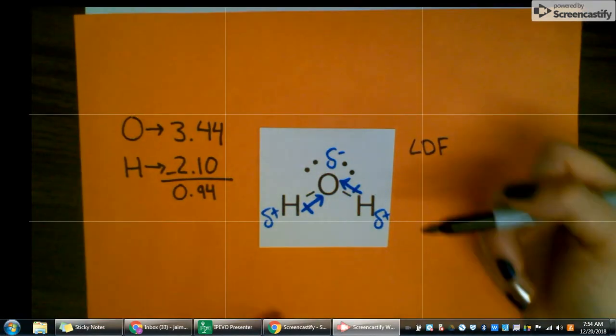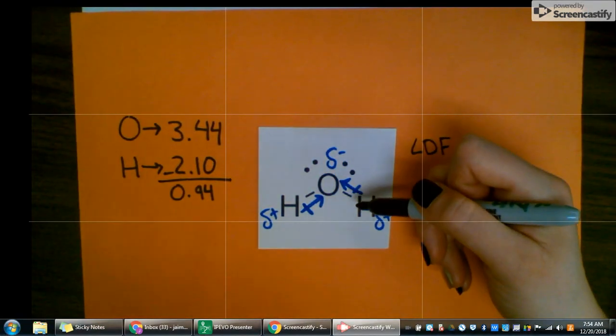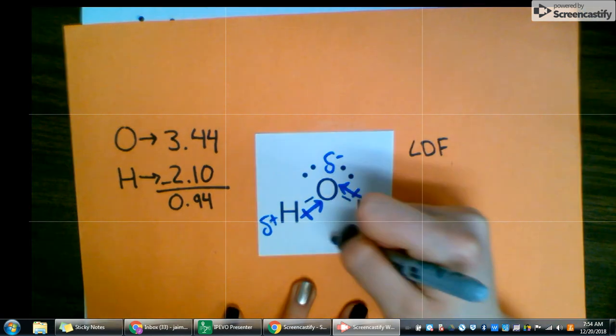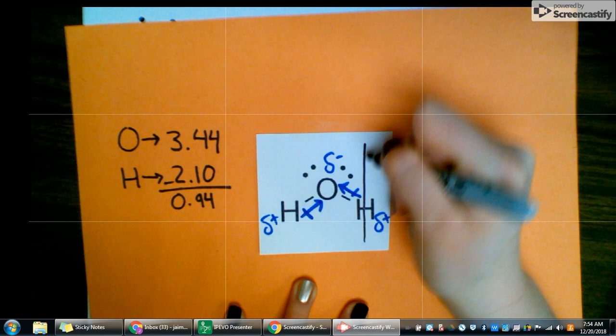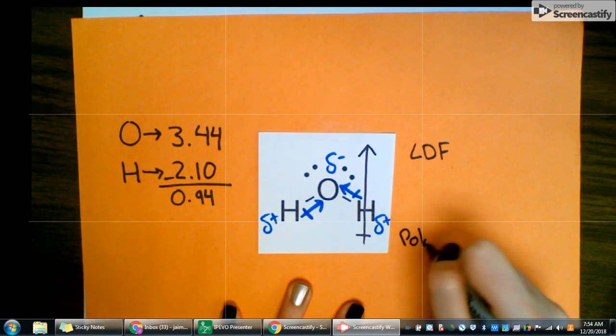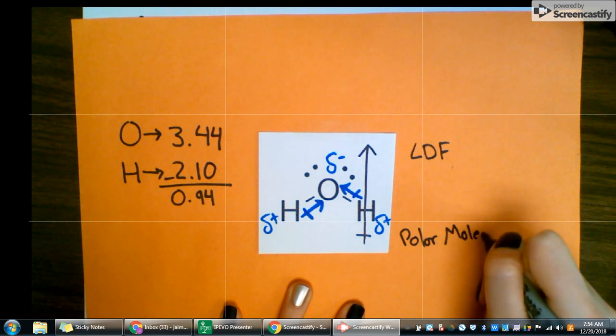So now we need to draw our molecular dipole. Think of that tug of war. Where is the net sum of movement? And you could say that it would be going in an upwards direction. So this is a polar molecule with polar bonds.